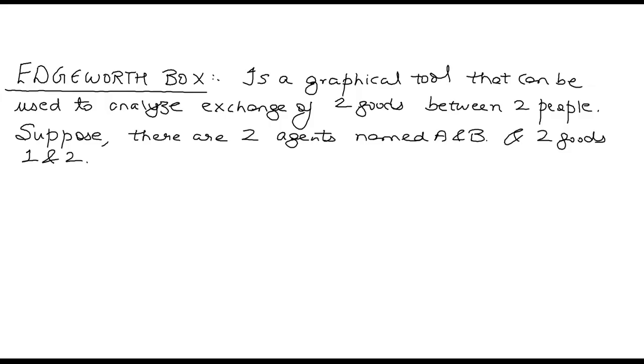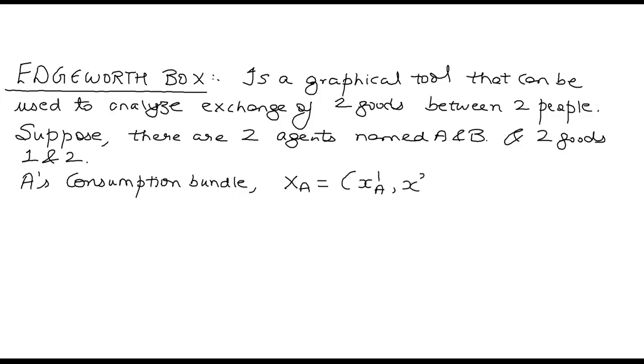So suppose A's consumption bundle is given by the vector XA, which is X1A and X2A. Now what is X1A? X1A denotes the amount of good 1 consumed by agent A. X2A denotes the amount of good 2 consumed by agent A.